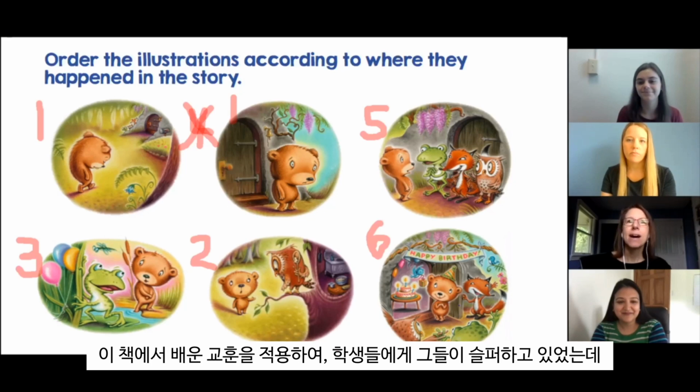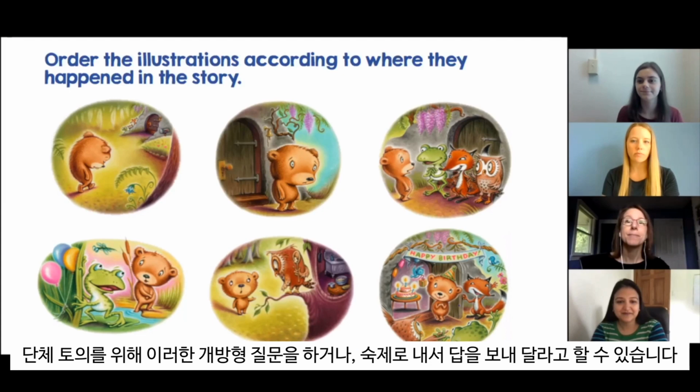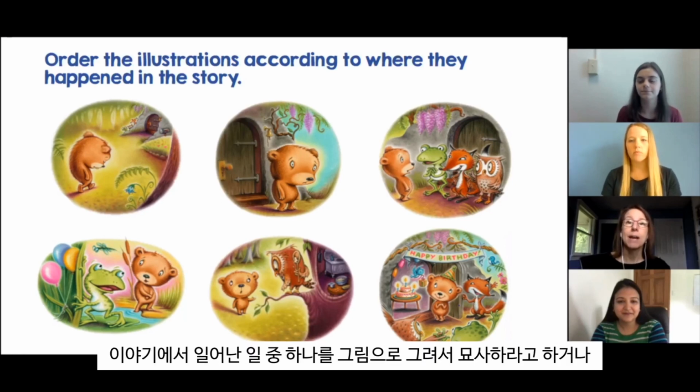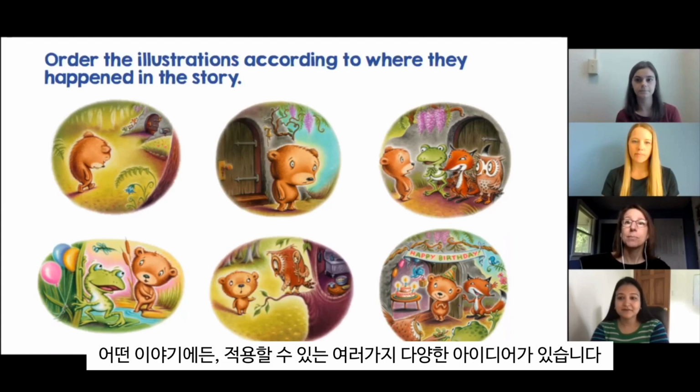So teachers, now applying the lesson learned from the book, you might ask students to think of a time that they felt sad, but something happened that made them happy or turned the situation better. You can leave these open-ended questions for group discussion. You can assign it as homework to send to you. You might ask students to draw a picture of something that happened in the story and describe it, or talk about something it reminds them of in their real life. Lots of different ideas that you can apply to any particular story.